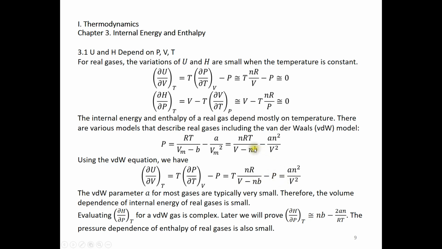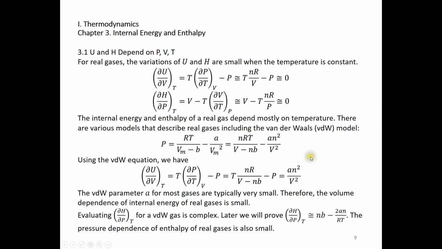And P is this minus this. Plug in the expression of P here. You can see this term and this term cancel. So delta U over delta V is simply a n squared over V squared for this Van der Waals gas. So how does the internal energy depend on the volume when the temperature is constant? Well, it's just the attraction term in the Van der Waals equation.